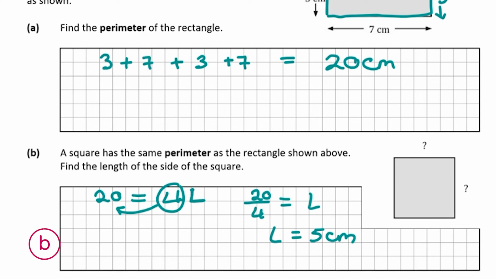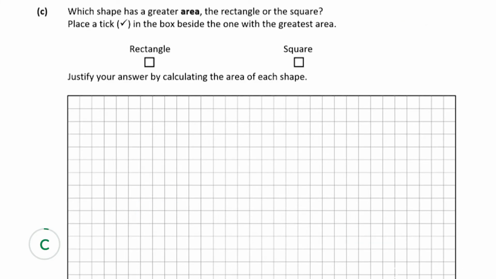Now we're going to move on to question C, which asks us which shape has a greater area, the rectangle or the square, and to place a tick in the box beside the one with the greatest area. So how do we find the area of a shape? It's the length by the width. For the rectangle, we know that the length was 7 centimeters and the width was 3 centimeters. So the area is the length by the width, which is 21 centimeters squared.